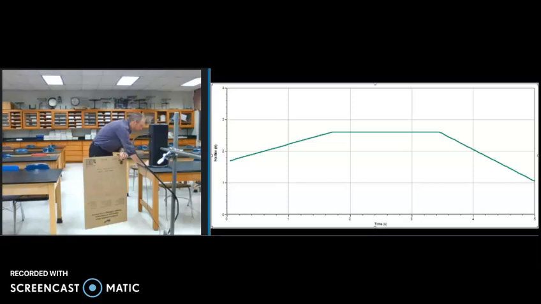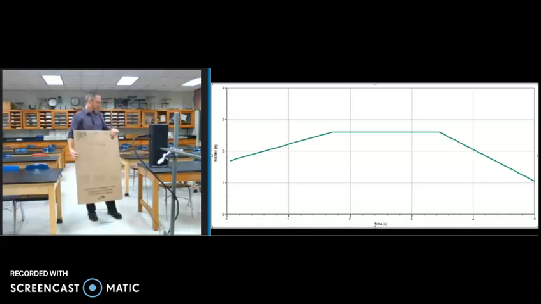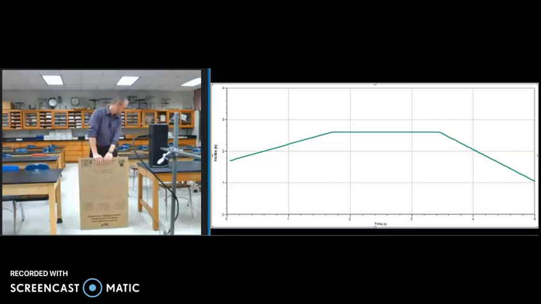Let's see here. This one's going to be tough. So it says that I should start at about 1.5 meters. So let's see here. That's 1, that's 2, so a little bit behind there. And I should start out by moving backwards to about 2.5 meters. Stop. That's the horizontal line. And then I need to move forwards towards the sensor more quickly than I moved away from it.